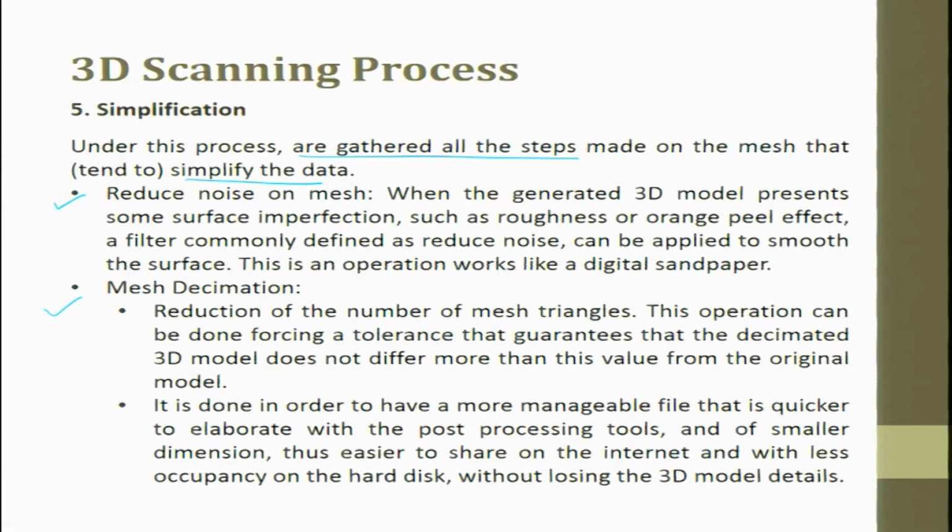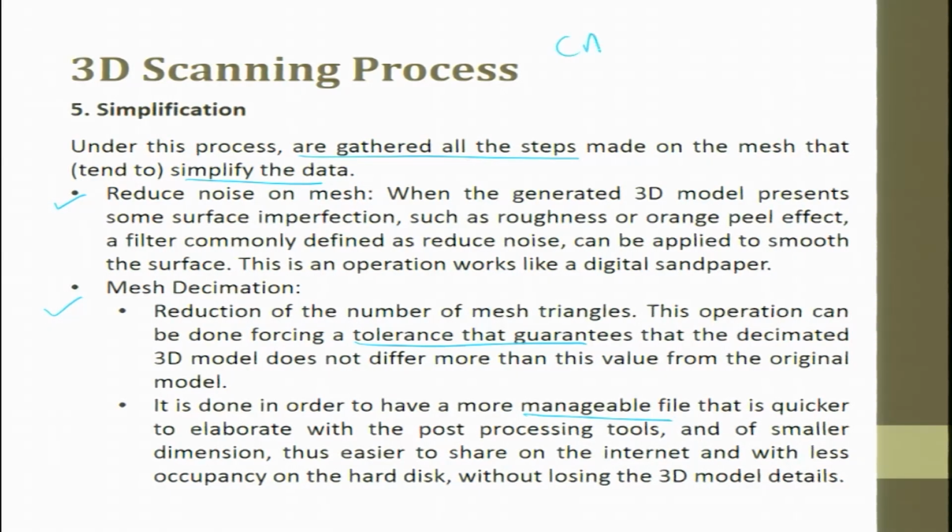So in order to generalize and reduce the number of data points, we do a reduction in the number of mesh triangles. This operation can be done by forcing a tolerance that guarantees that the disseminated 3D model does not differ more than a set value from the original model. It is done in order to have a more manageable file. That is what I was saying.